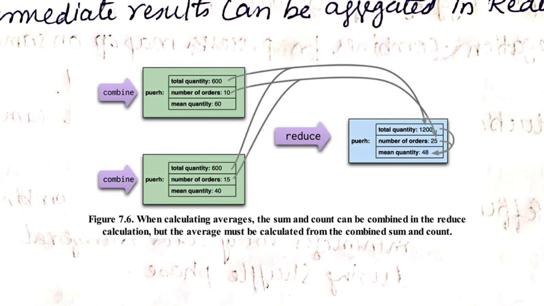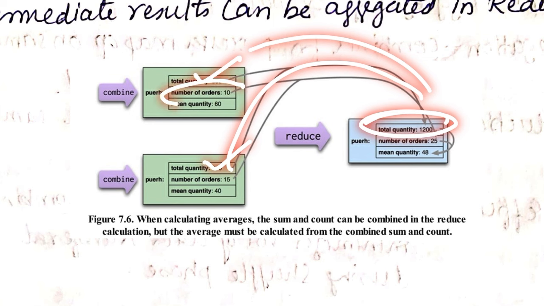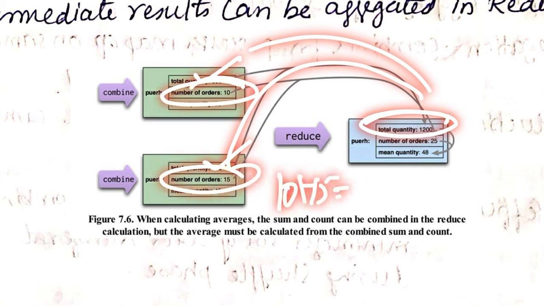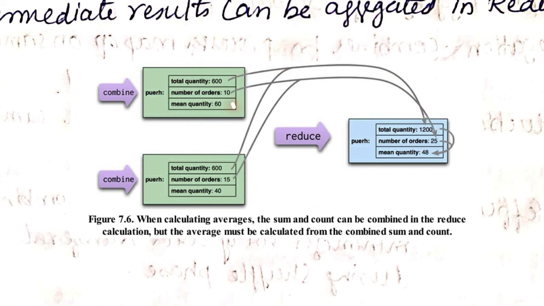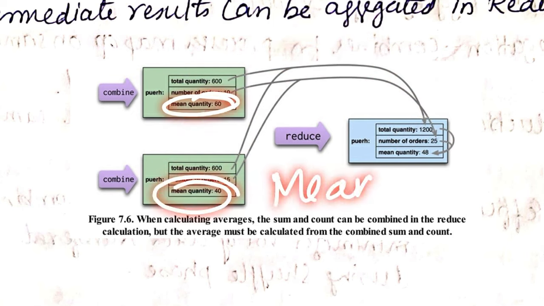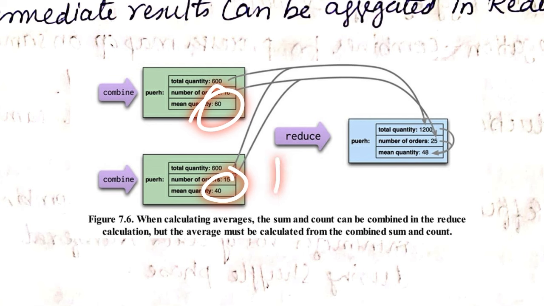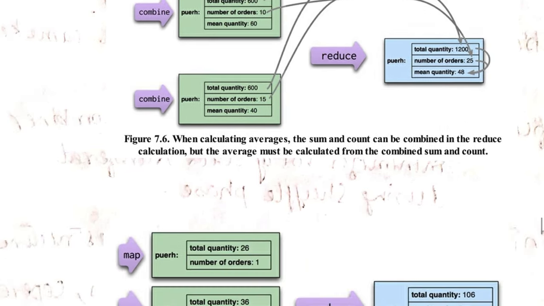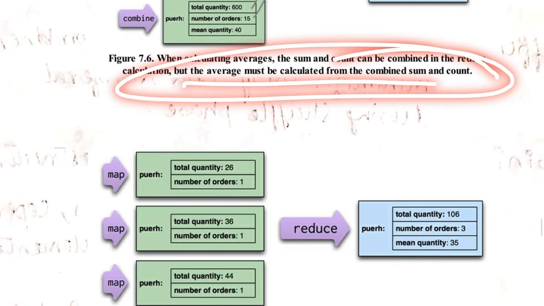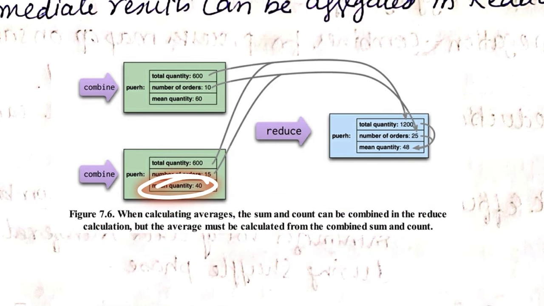So here I am emitting pairs like sum and count for the individuals, and reducers are combining these pairs to calculate the average. Total quantity taken here is 1200. Number of orders, 10 plus 15, 25, is taken here. And next I have mean quantity. As we saw, mean quantities cannot be summed together, right? That's why we get 60 plus 40 as 100, but then if we take a mean of these two further, we get 48 here. Average must be calculated from the combined sum and count. So in order to calculate the mean quantity, again we have to take the average and number of orders further.